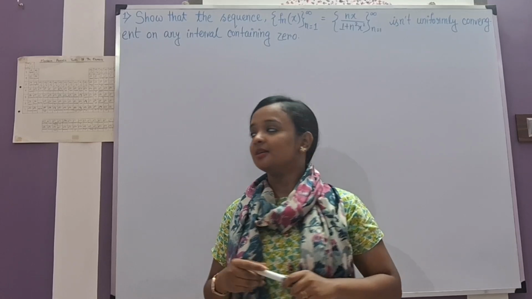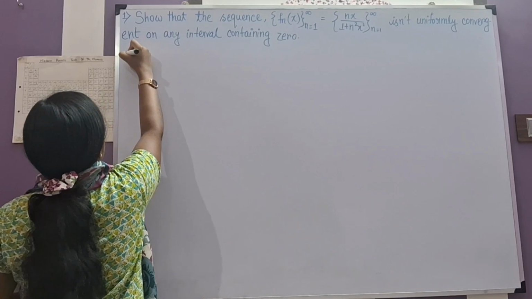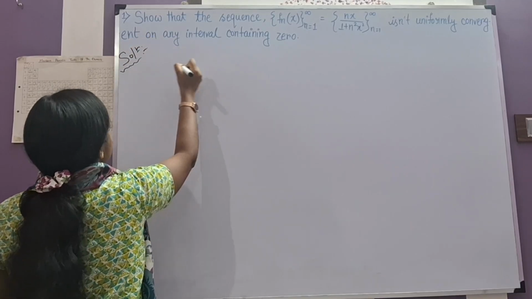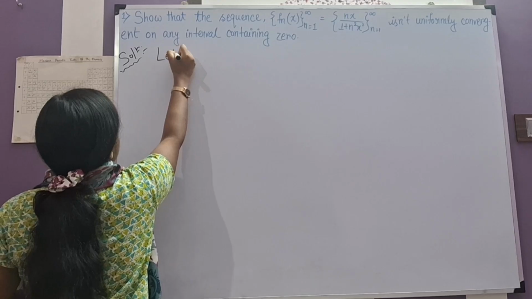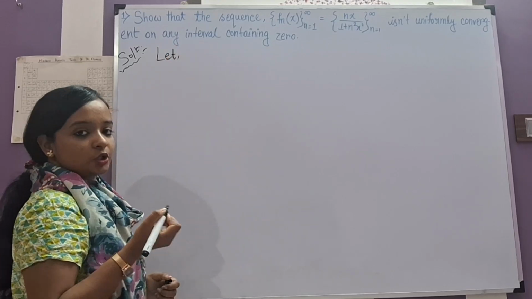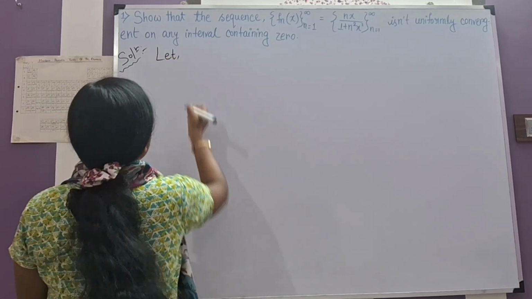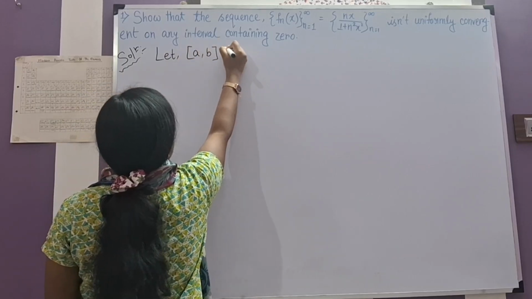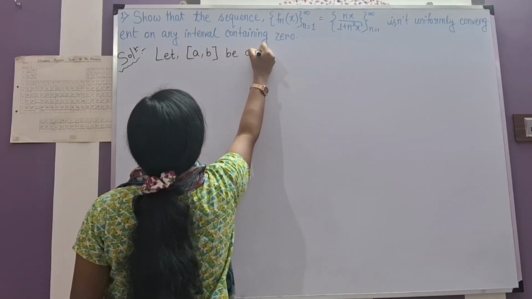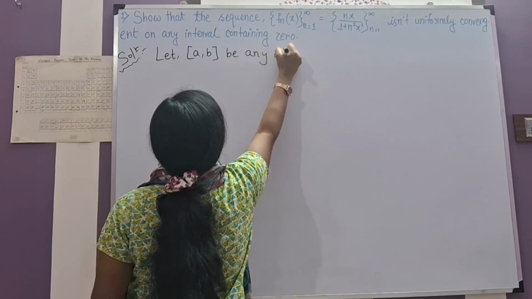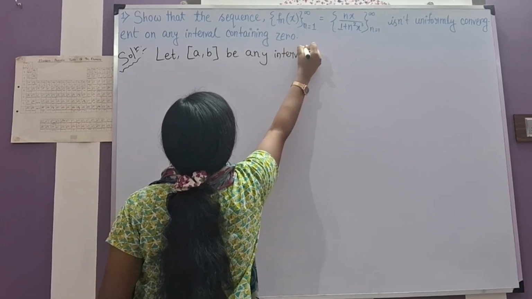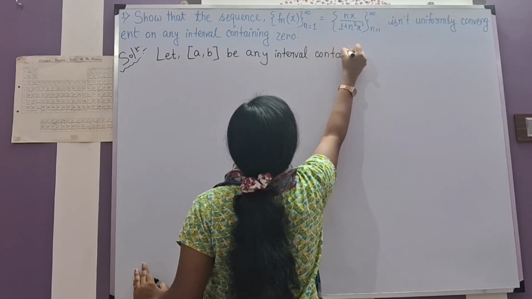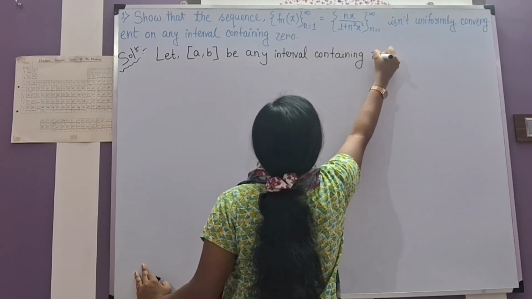Start today's class. So today we are going to solve some numericals. At first we are going to solve this numerical. So for solving this numerical we are going to choose an arbitrary closed interval [a, b], be any interval containing 0.